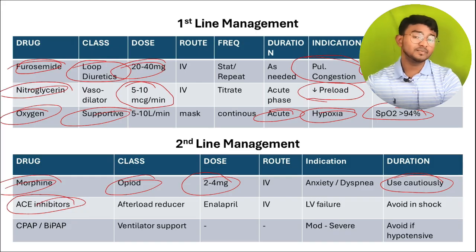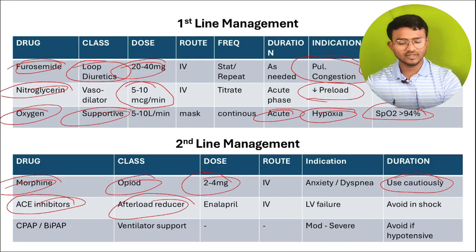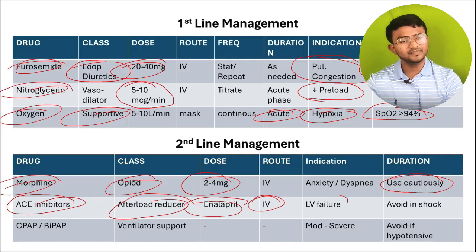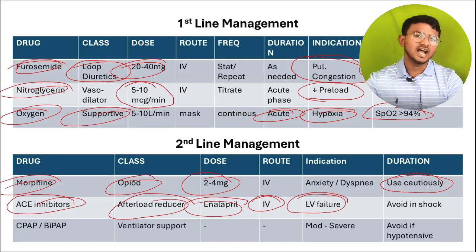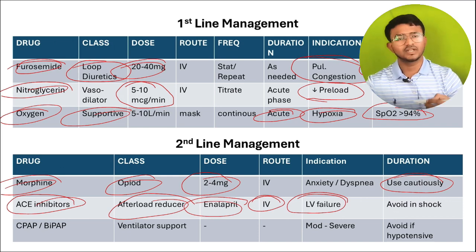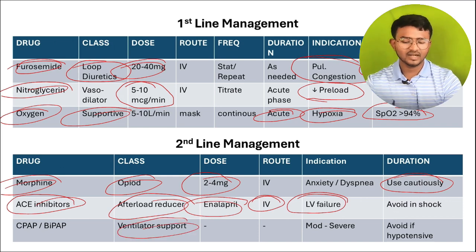ACE inhibitors are a very good drug for reducing afterload. We can use enalapril because it has fewer side effects. Intravenously we can give it for left ventricular failure patients, and we have to avoid it in shock patients. In severe cases we can give CPAP or BiPAP and ventilator support.